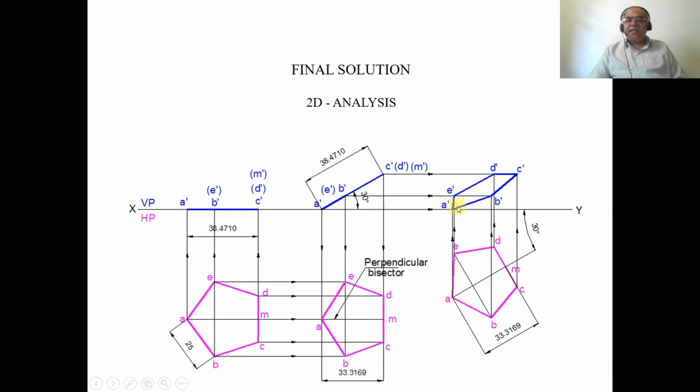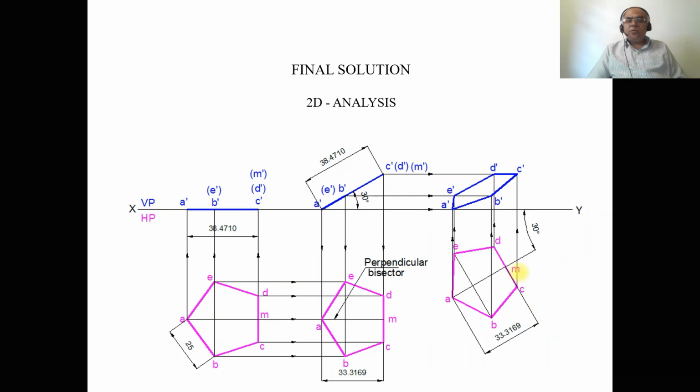Then mark them as A dash, B dash, C dash, D dash, E dash. Then join A dash to B dash, B dash to C dash, C dash to D dash, D dash to E dash, E dash to A dash with a dark line. So this is how you will be able to complete the sketch, and then show the dimensions. This is at 30 degrees and this is also at 30 degrees, and this distance is 25. This dimension is 38.4710, and then this is 33.3169, and this distance 33.3169 is shown only for reference.